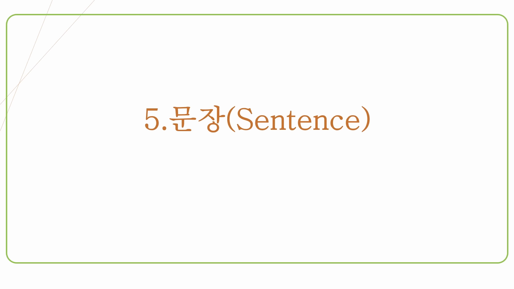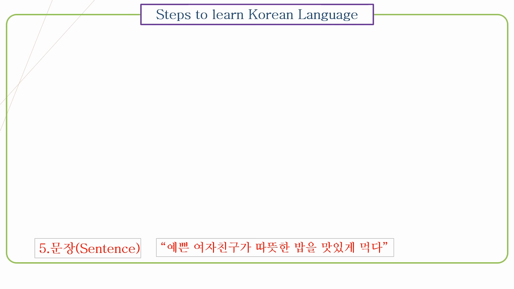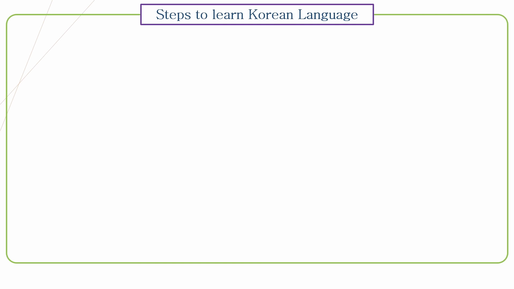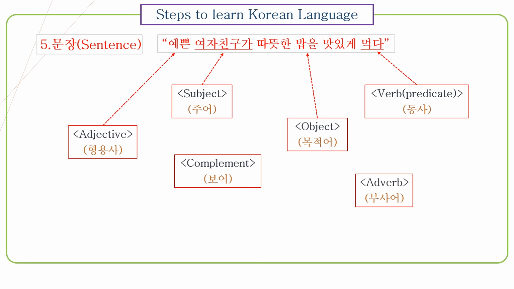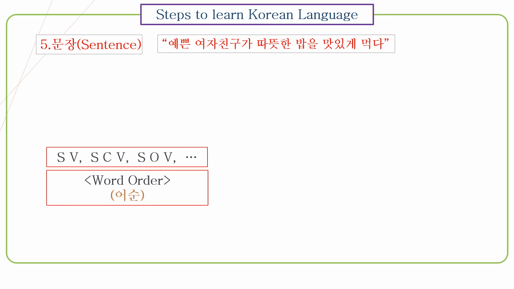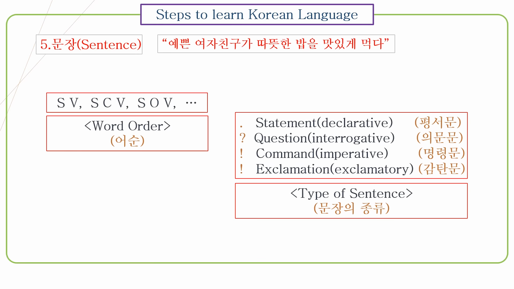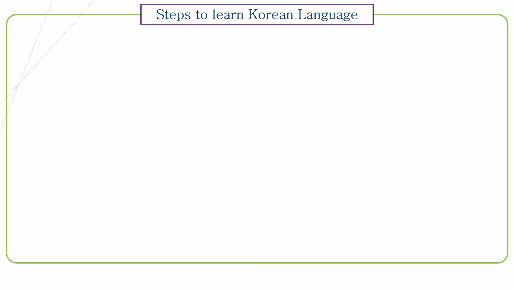The final step is sentence. Like this sample, a sentence must have at least one subject and verb. In the sentence, the object, adjective, complement, and adverb are just describing the content in detail. What you need to know at this final step are the word order, 어순, the type of sentence, 문장의 종류, and conjunction, 접속사, and so on.